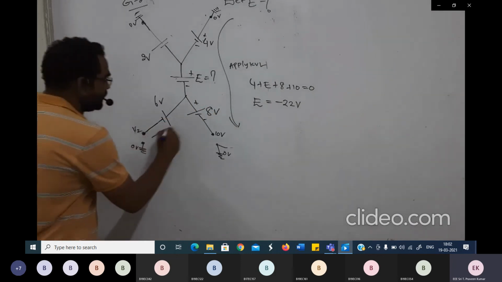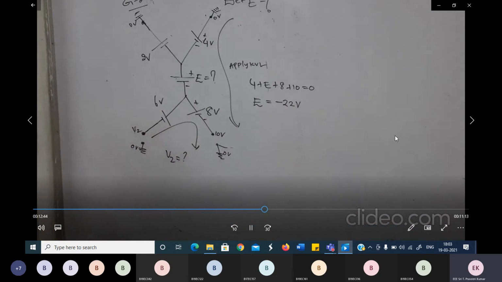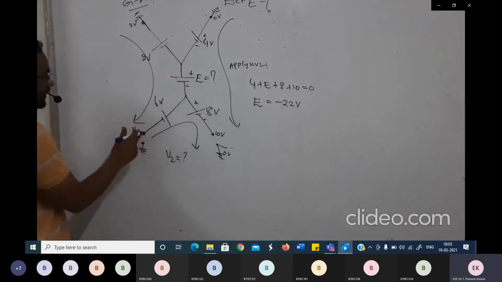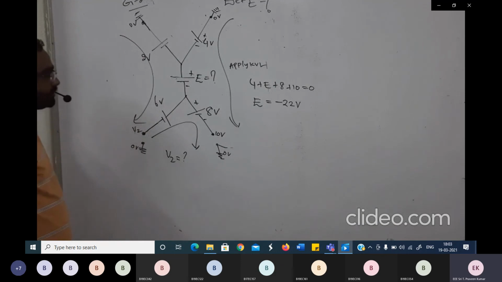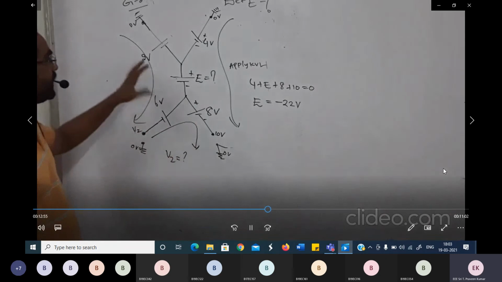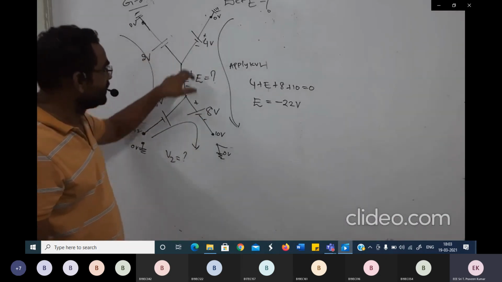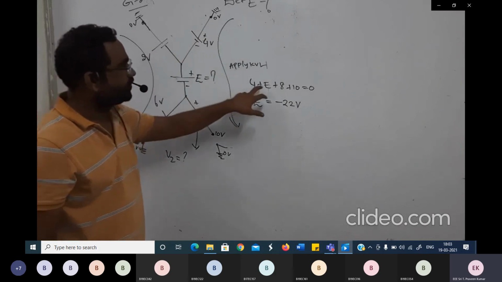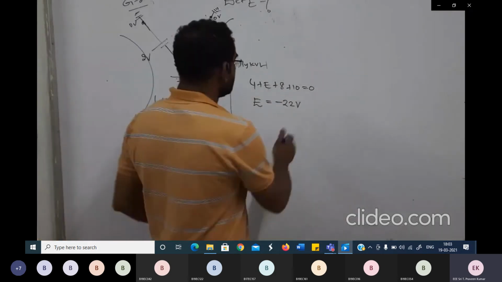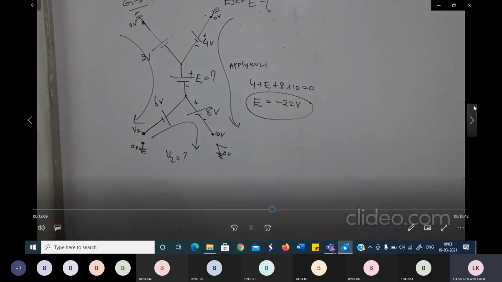Now if you want V2 also, just apply KVL here. You can write your equation for V2, and you'll get your V2 value. Even if you apply KVL like this, you'll get the V2 value, nothing wrong in it. So there are different ways the question can be asked. Because no resistances are there, I cannot ask what is the current flowing in this. So the source voltage is asked, because if you apply KVL here, this is 4 plus E plus 8 plus 10, which comes out as minus 22 volts. This is a question asked in the GATE examination. Hope this is clear for everyone.